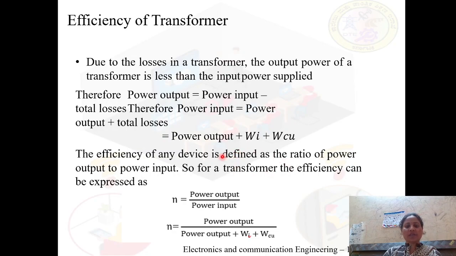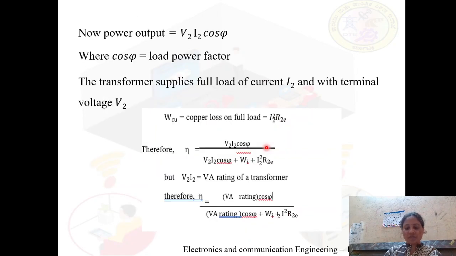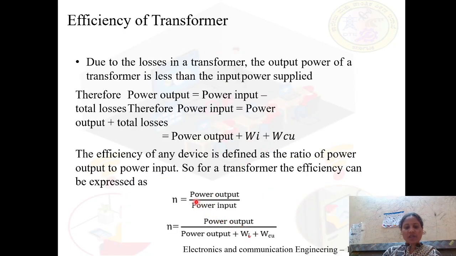Now, let us see the equation for the efficiency, which is nothing but power output by power input. Power output, let us keep as it is. Power input can be represented as power output plus Wi plus WCU. So, let us put this in the power input place. Efficiency will be equal to power output by power output plus losses, that is Wi plus WCU.